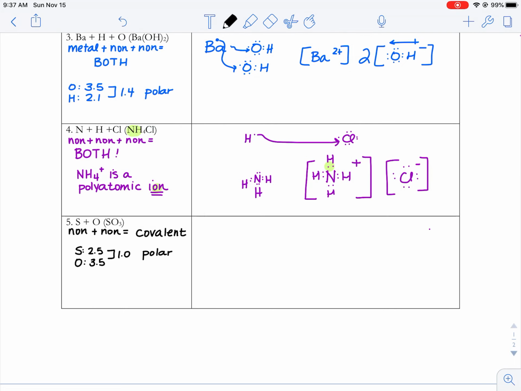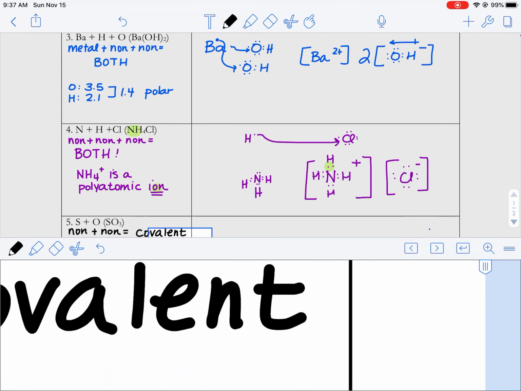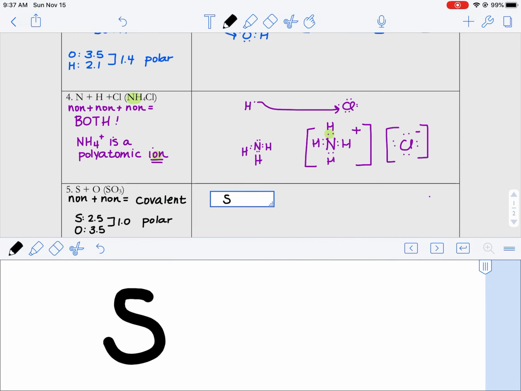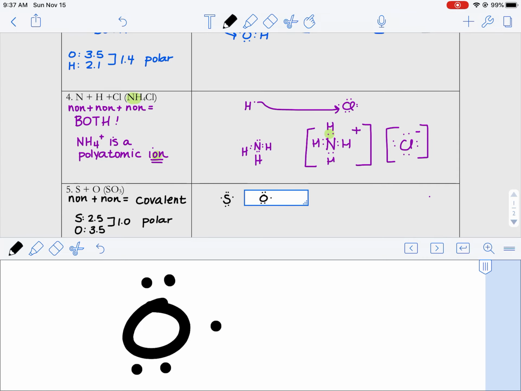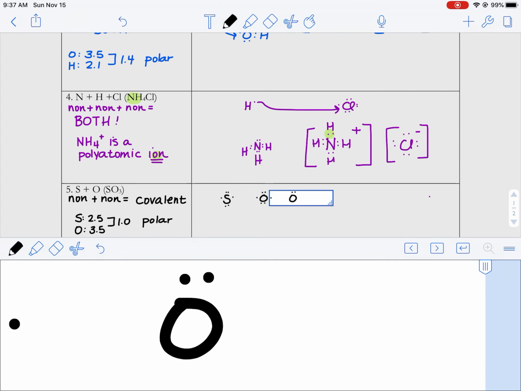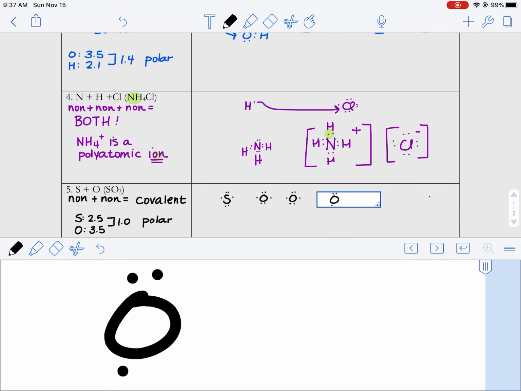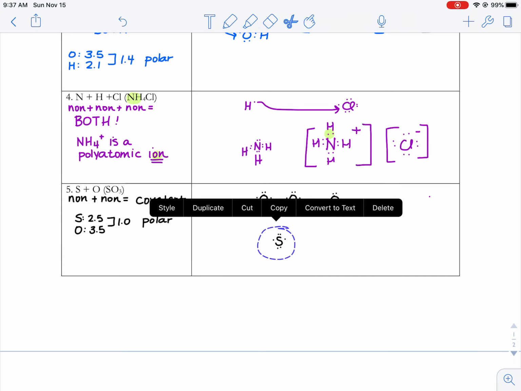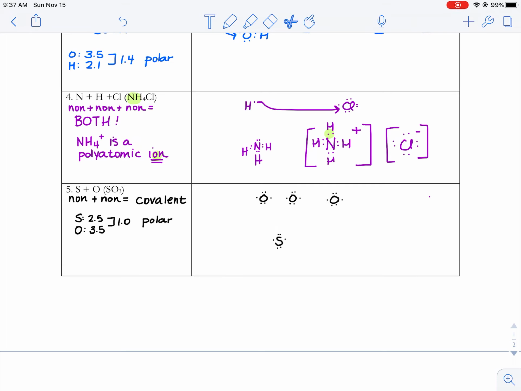And finally, question number 5. Question number 5 has 2 nonmetals for a covalent bond. All of them are in group 16. So they all have 6 valence electrons. We have 1 sulfur atom and 3 oxygen atoms. So now we're stuck because all of the puzzle pieces have the same number of bonding sites. So we actually start with the one that's different.